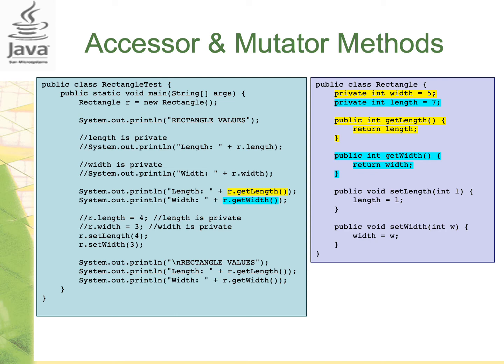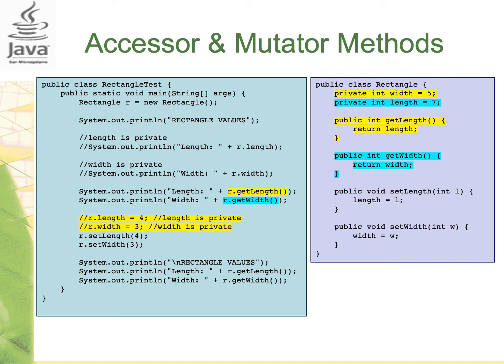Two accessor methods that we have are public int getLength and public int getWidth. Each of those has a return statement that returns the values accordingly. So within the RectangleTest class, it can get the values 5 and 7 through these accessors. It can call the r.getLength and r.getWidth methods.